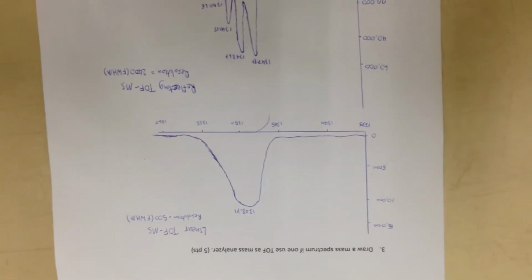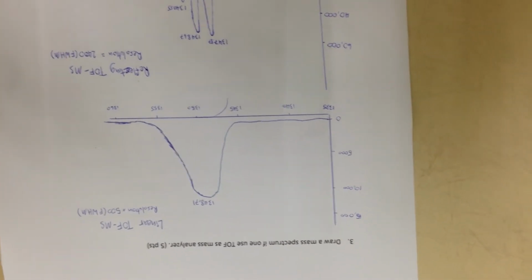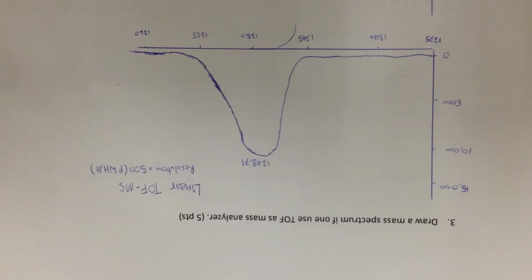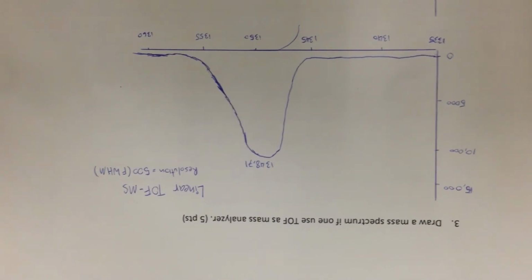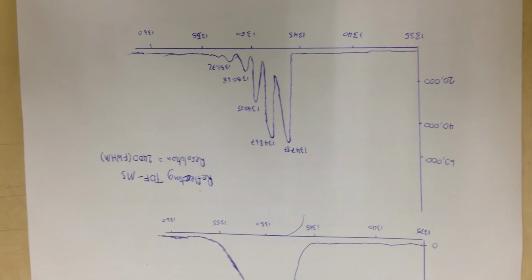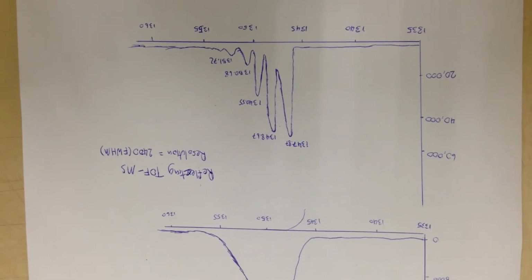Number 3. This is the MALDI spectra of substance P in CHCA comparing mass resolution. As you can see, the top graph is from a linear time of flight mass spectrometer, and the lower graph is from a reflecting time of flight mass spectrometer.